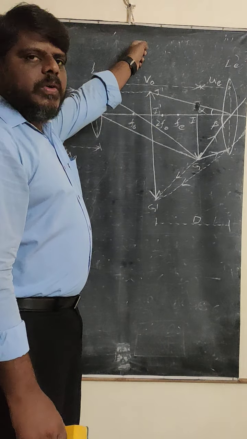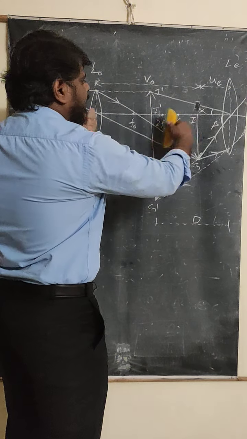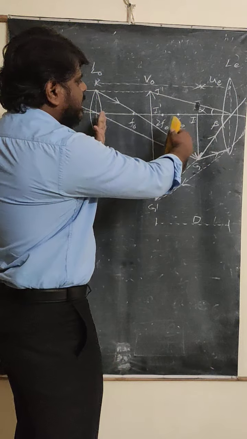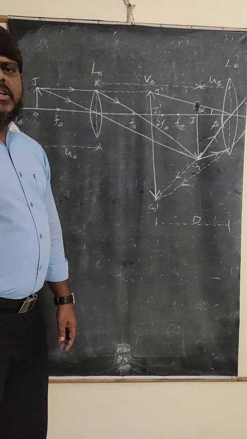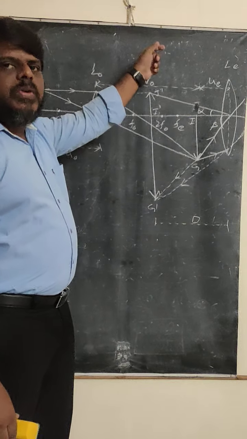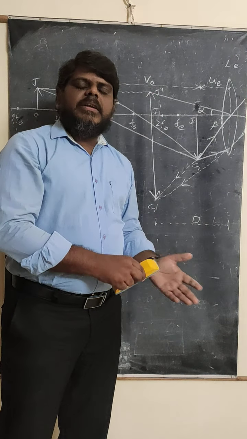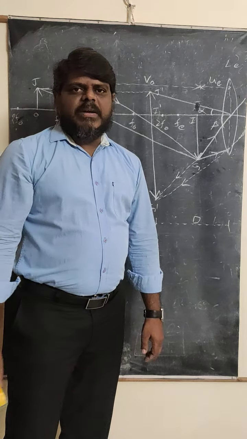When you rotate the screw in one direction, the distance between the lenses increases. When you rotate it in the other direction, the distance between the lenses decreases. So by using this rack and pinion screw, you can adjust the compound microscope for the near point adjustment, or for the far point adjustment.